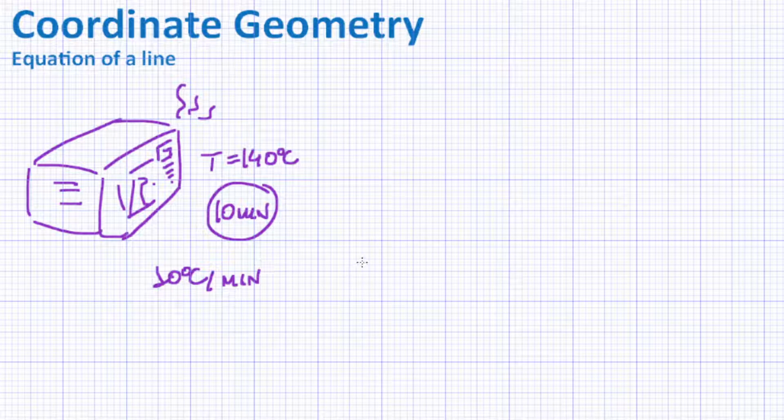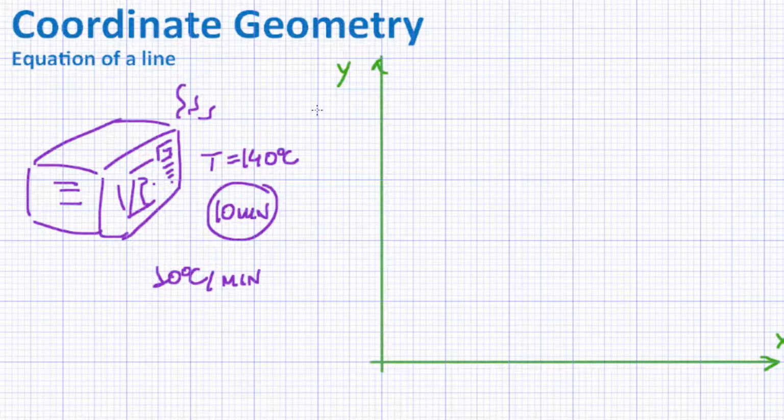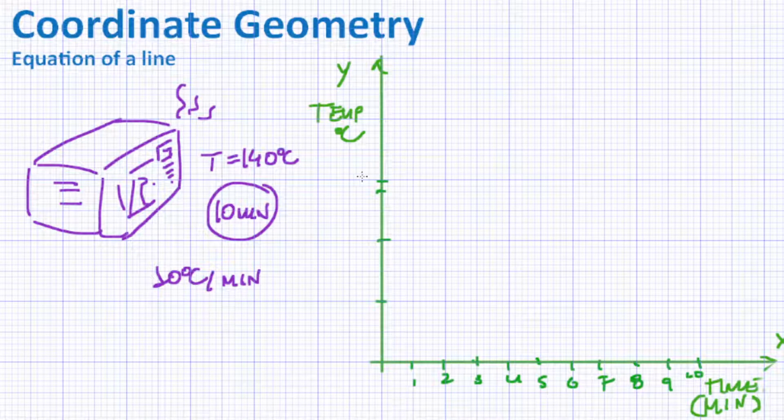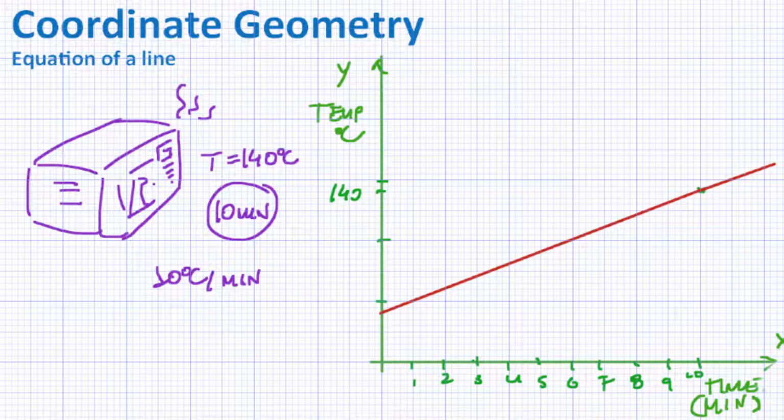Now, you could plot that information in a graph. Let's say that our y-axis is the temperature and our x-axis is time. You've got your point, 140 and 10, and also your slope, which is 10 degrees every minute. And there you go. So there would be two ways for you to describe this line.